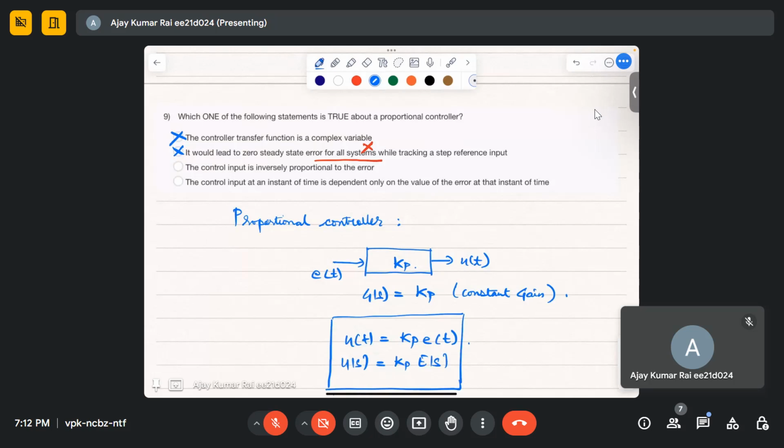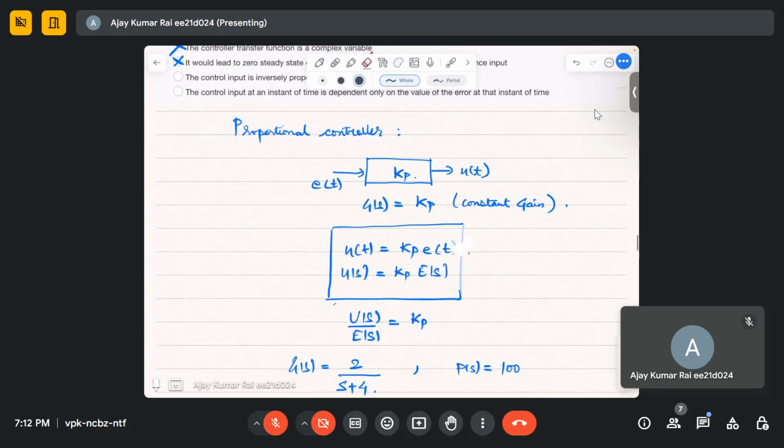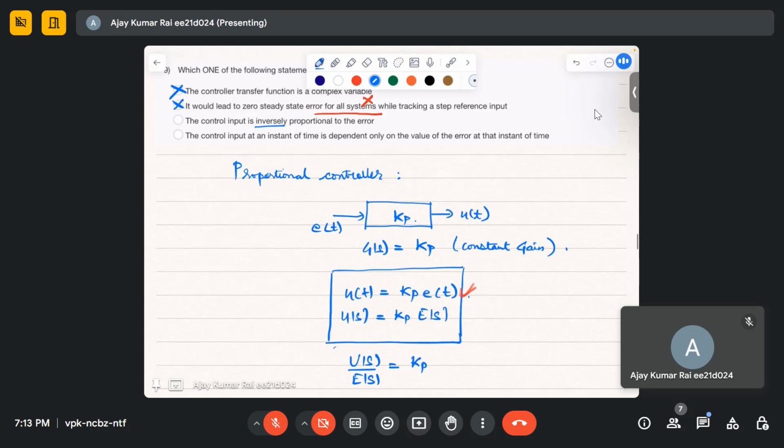Okay, let me see the third statement. The control input is inversely proportional to the error. So you see this statement. Okay, so control input is inversely proportional to the error. So you see u of t is proportional or inversely proportional to error? So it is proportional to error, right? So this statement is also wrong. So it says inversely, but that is the control input. This is the control input, right?